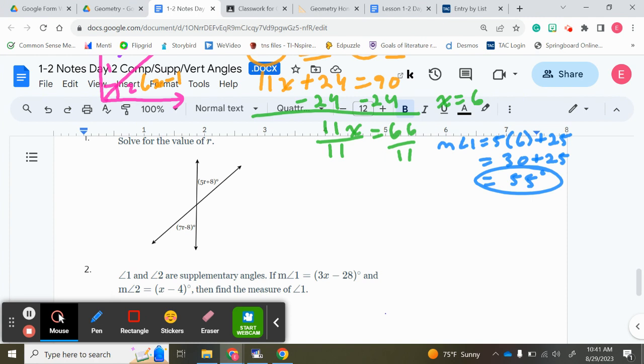And remember, it's right in there, so it's talking vertical angles right there. It's right up there. I know it's cut off. It's 7R minus 8 for that bottom part.